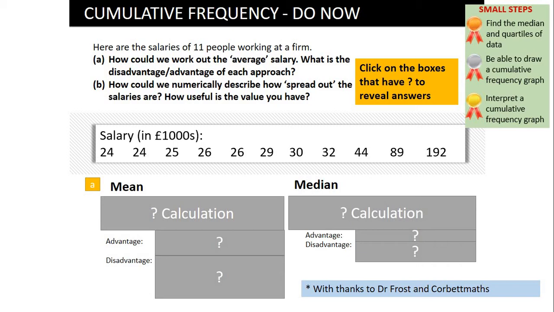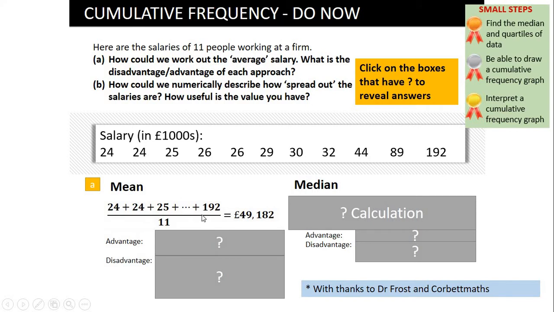Back to the question then. To find the mean, you should have added all of the 11 salaries together and divided by 11. If you use the PowerPoint that's within this week's work, you will be able to click on any of the question marks to reveal the answers throughout. So the mean salary is £49,182. The advantage is that this average takes all of the values into account.